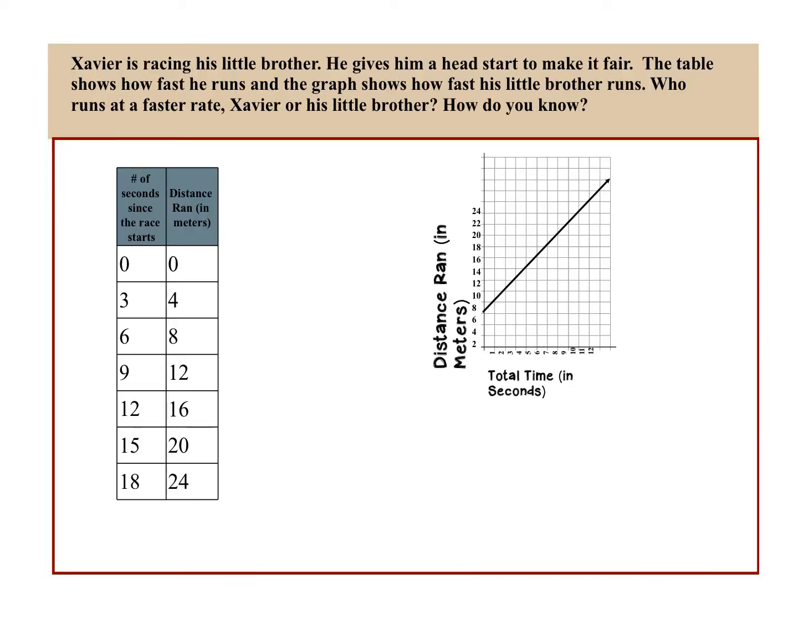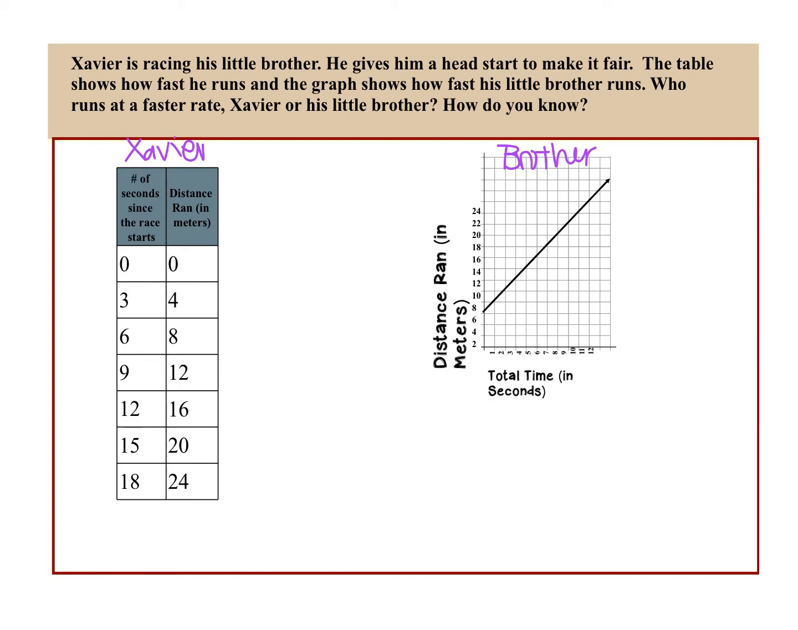All right, Xavier is racing his little brother, and to make it fair, he's going to give him a head start. So the table shows how fast he runs. So this is Xavier, and this is his brother. So who runs at a faster rate, Xavier or his little brother?